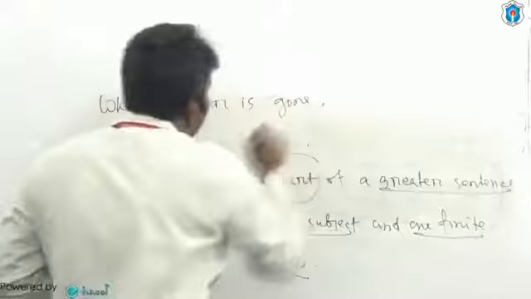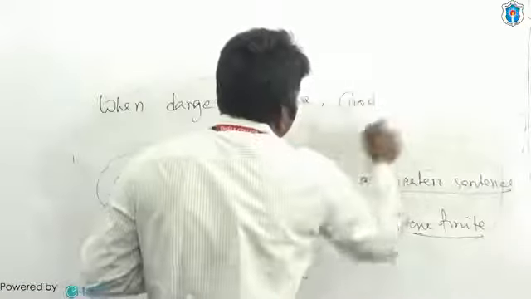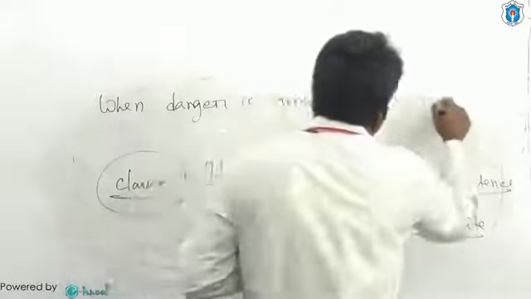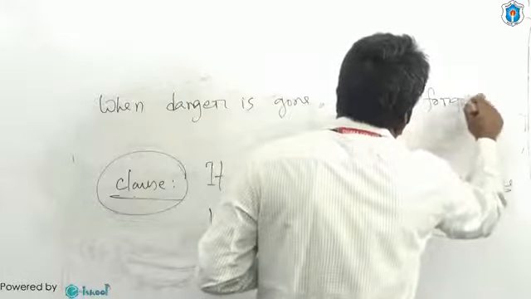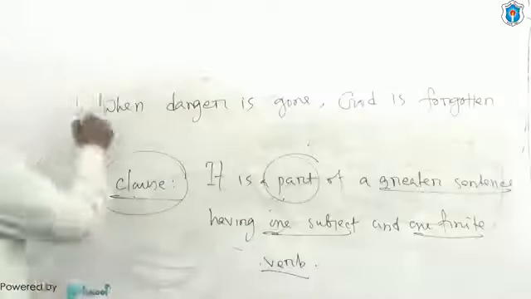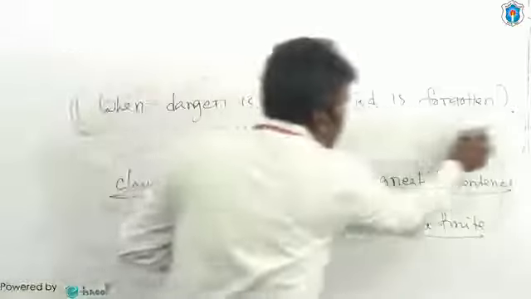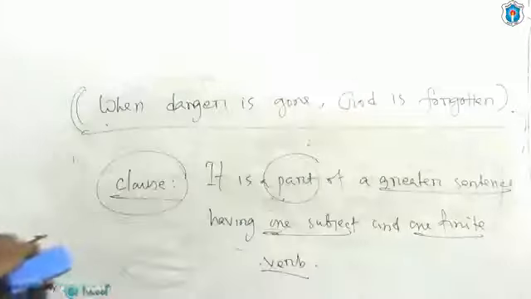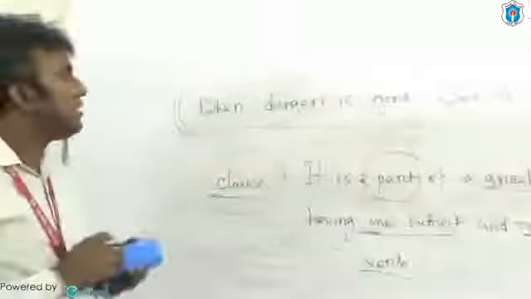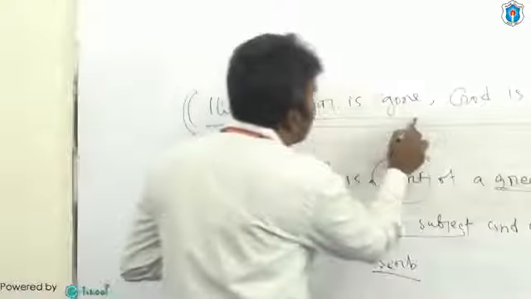When danger is gone, God is forgotten. This is the beginning of the sentence and this is the end. In this sentence, look at the board, my dear students. In this sentence, we have got two parts. The first part is when danger is gone, and the second part is God is forgotten.